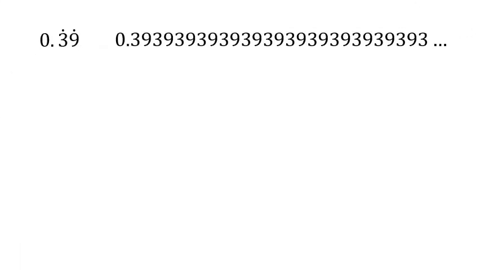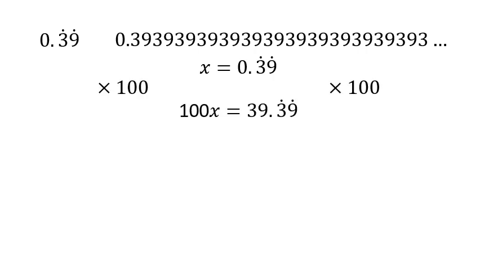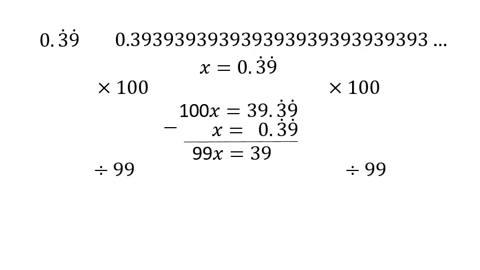In this example, if we let 0.39 both repeating equal x, then in order to get another number with the same decimals, we need to multiply 0.39 by 100, getting 100x. Subtracting x from 100x, we get 99x equals 39. And then using algebra, by dividing both sides by 99, we get x equals 39 over 99, which cancels to 13 over 33.